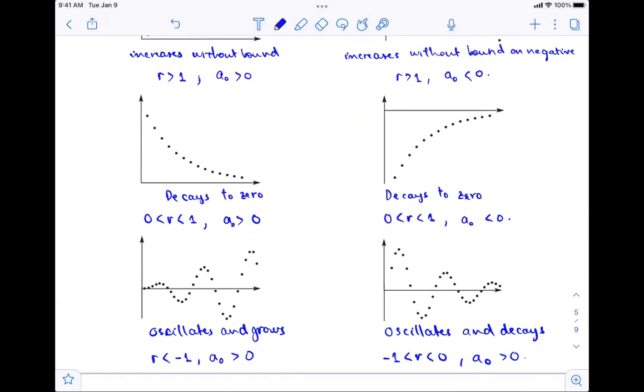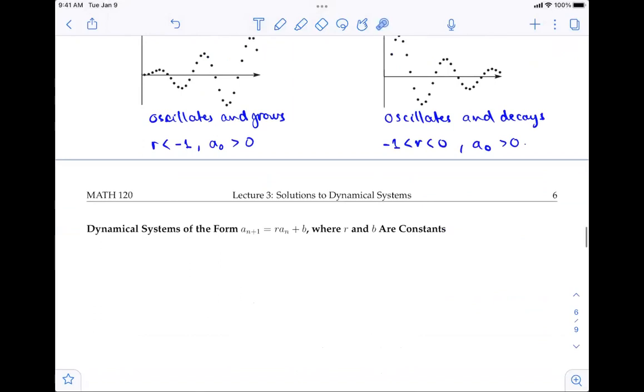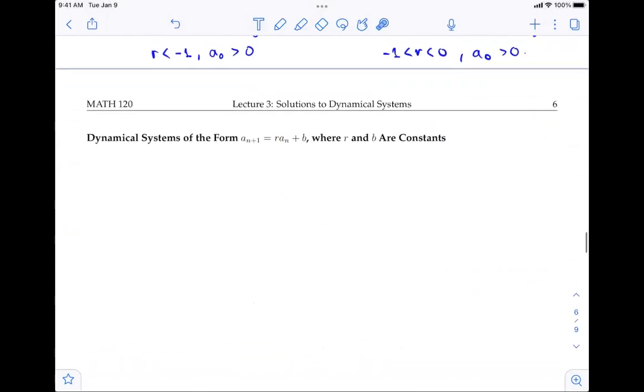All right, so now the next linear dynamical system we want to look at is the one where we combine the term R times A sub n and the constant term B. So most of the time, we get the linear dynamical system A sub n plus 1 equal to R times A sub n plus B.